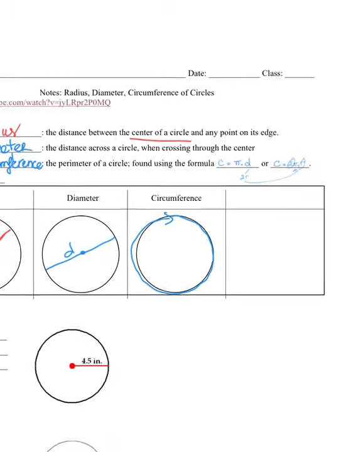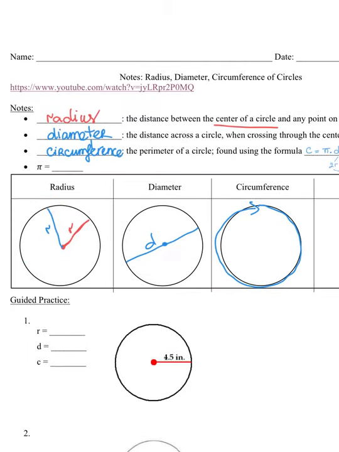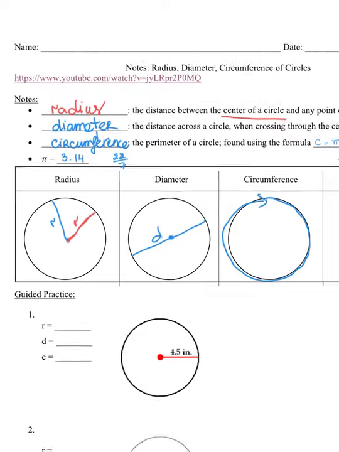And when we talk about pi, you know it is 3.14. But sometimes they will tell you to use pi as 22/7. Pi is an irrational number, 3.1415 and so on, not a repeating decimal. So 22/7 is equivalent to 3.14. Okay, so we're going to move on to guided practice.